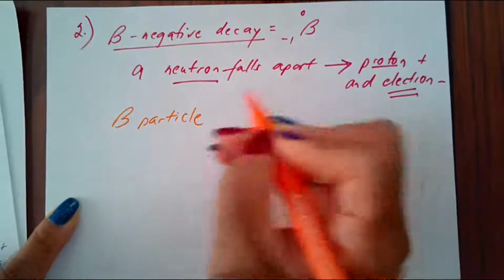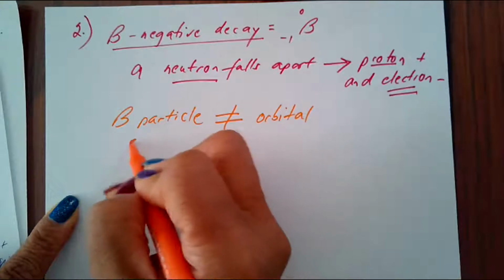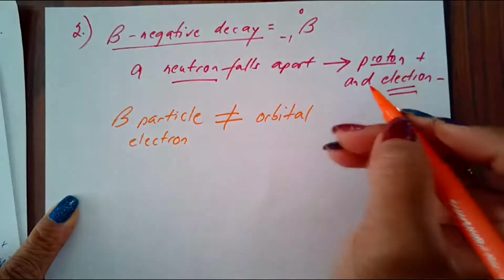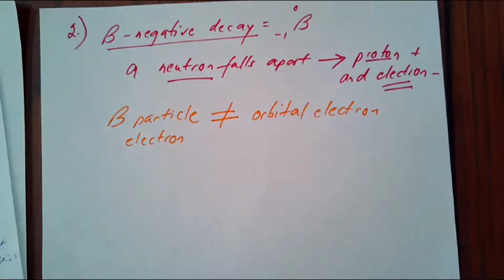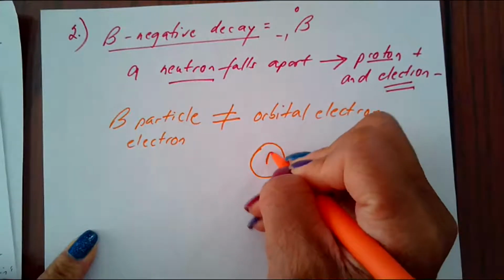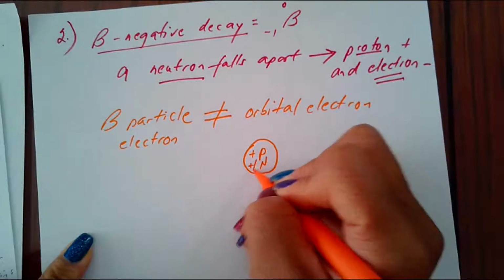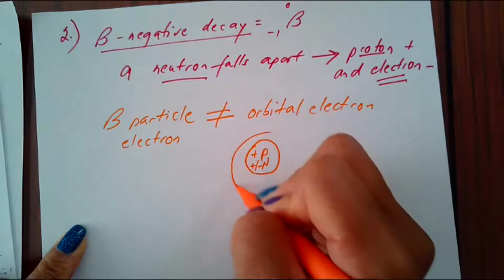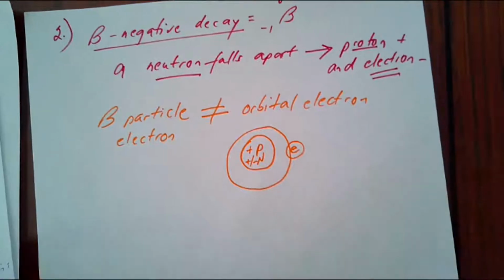This beta particle is not the same as an orbital electron. A beta particle is an electron, but it's not the orbital electron that you have learned about in your previous science courses. Take a look at the typical Bohr model here. You have a proton with a positive charge and a neutron, which is a balanced number of positive and negative. And then according to the Bohr model, you have the electrons in the orbital shell. This is not the electron that we are talking about here in a beta particle.